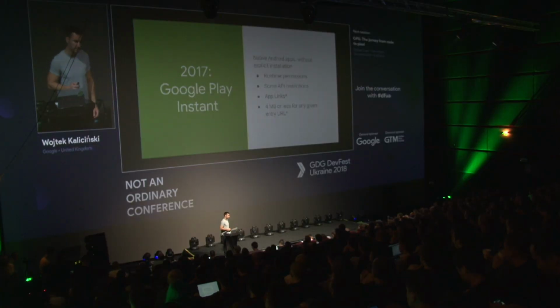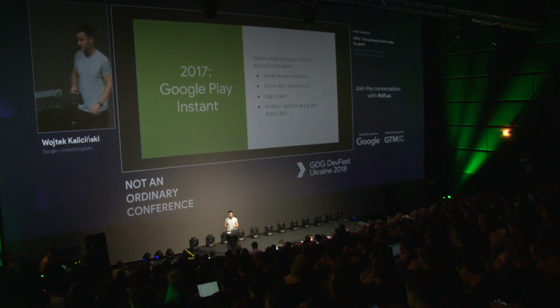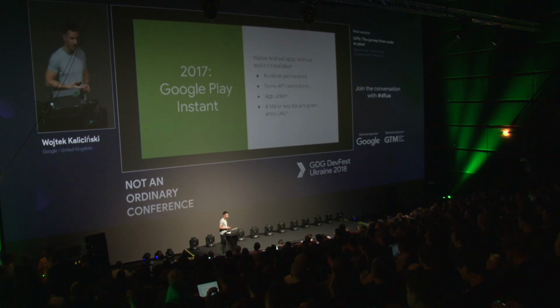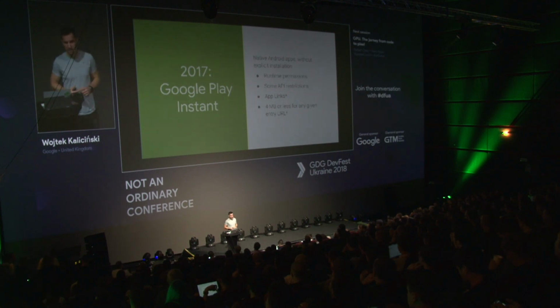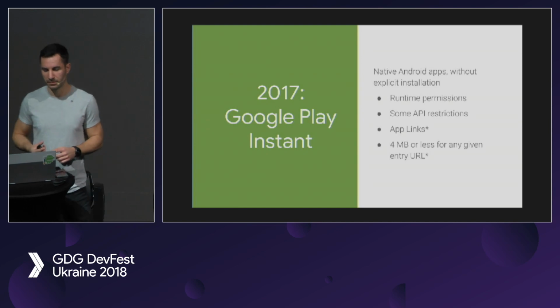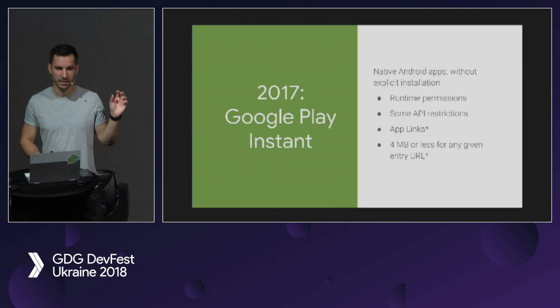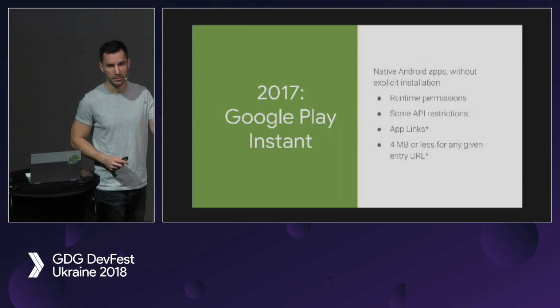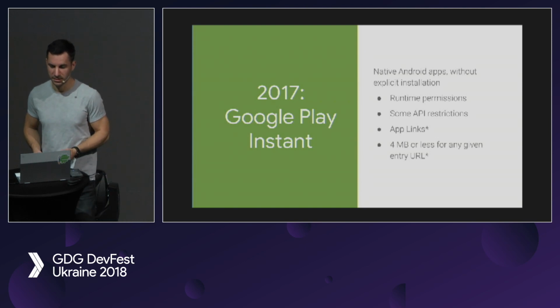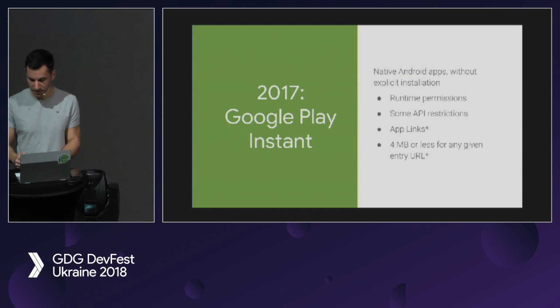It's not easy to actually add an instant app if your app wasn't modern enough. And that's because instant apps required, for example, runtime permissions. They also have some API restrictions. And the difficult part for developers was that instant apps required implementing app links. So that's a connection that you make between your server, your URL, or rather a domain that you control, and your app. And then they had to be 4 megabytes or less for any given URL that launches your app.